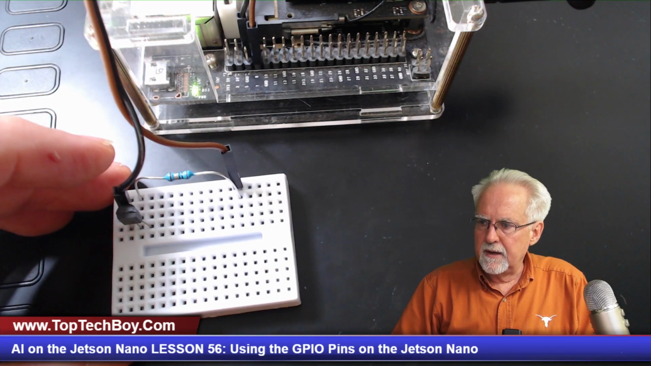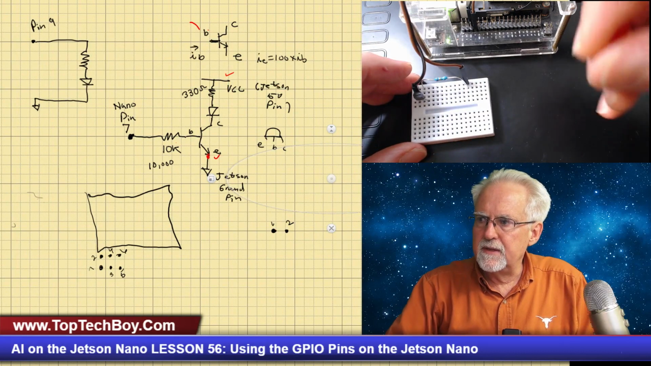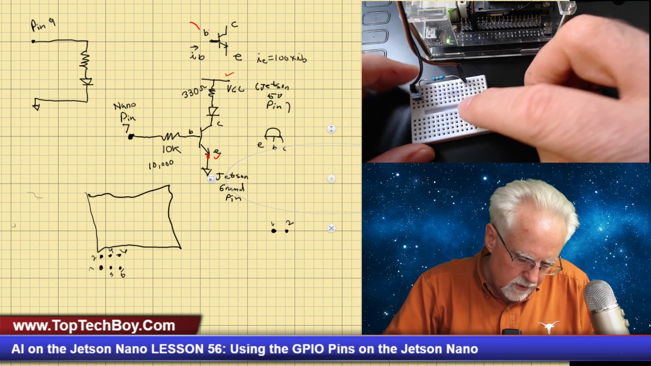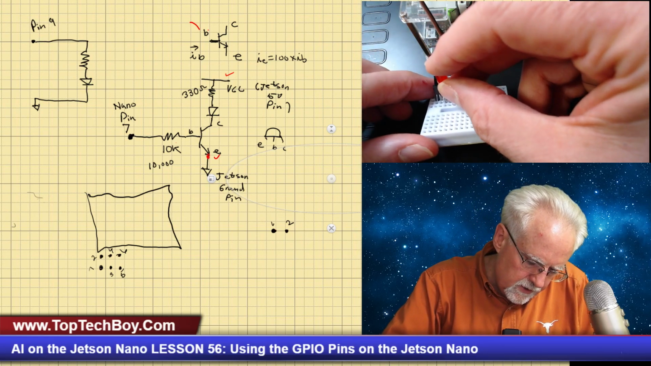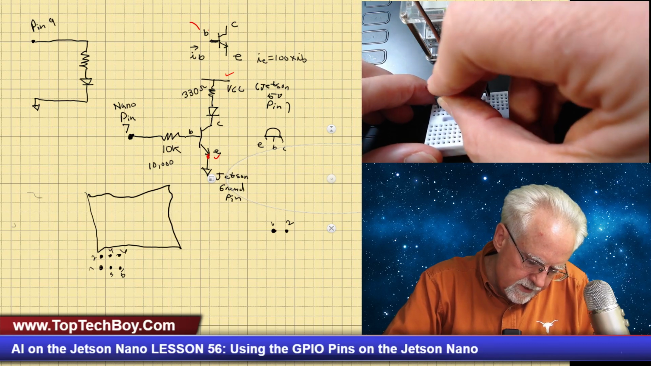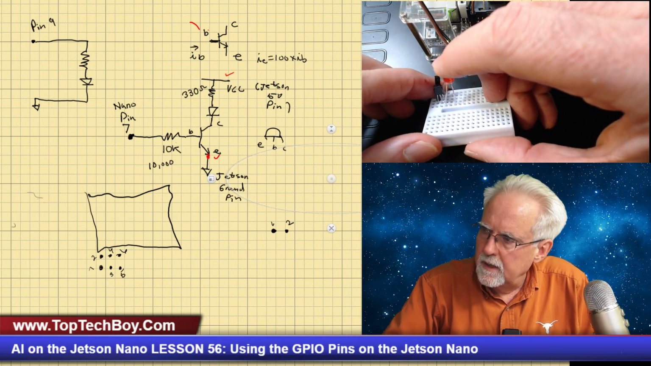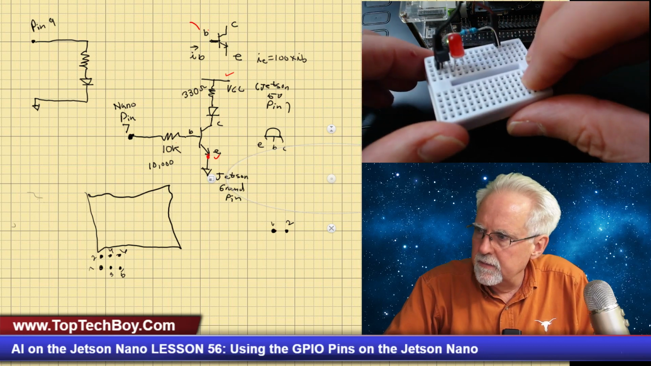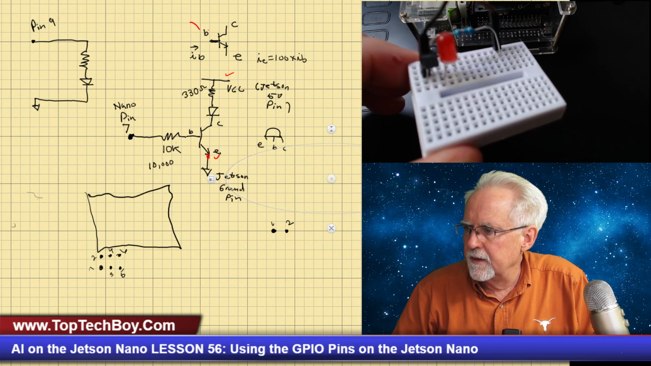So we will come back over here to this view, and you can see that the short leg of the LED will hook to the collector. So the short leg of the LED connects to the collector of the transistor, like that. Short leg is in the same column. Let me see if I can let you see that really well there.